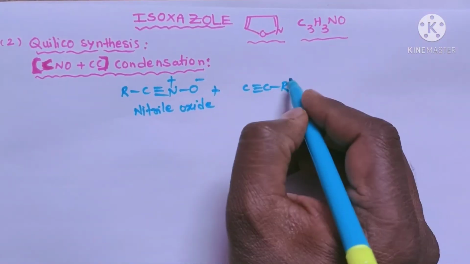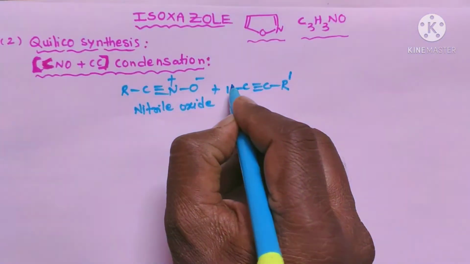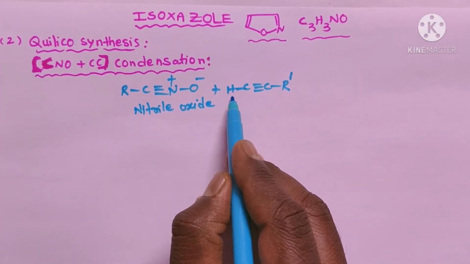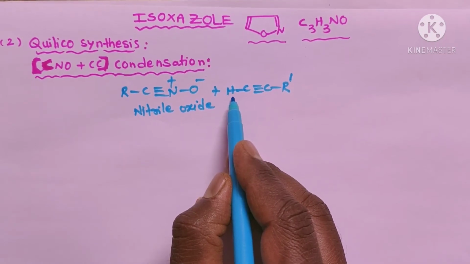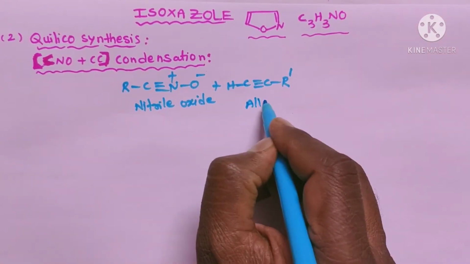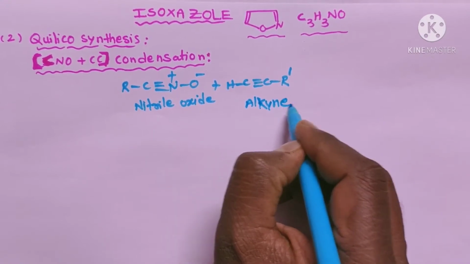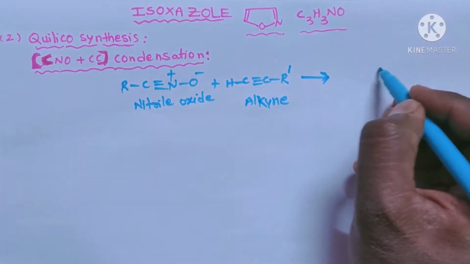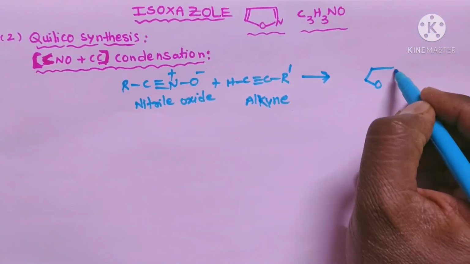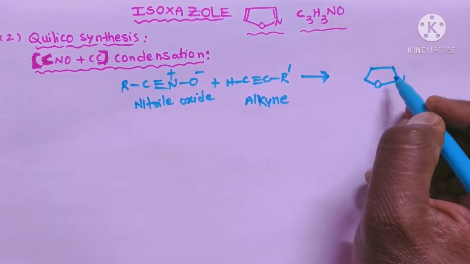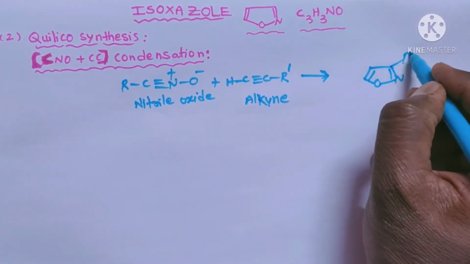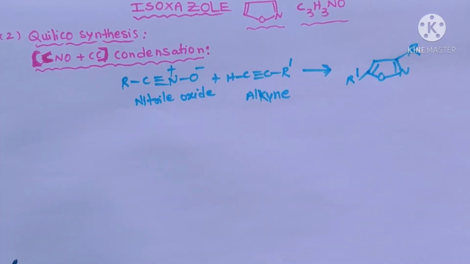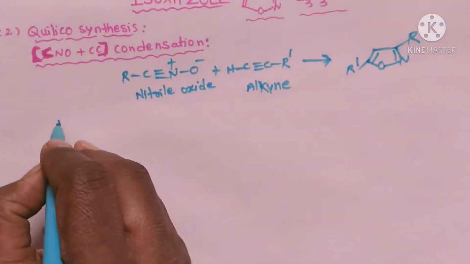Okay, so that means alkyne. So this alkyne should have the one terminal hydrogen, that means the acidic hydrogen. Okay, so this is alkyne. Here this is R and this is R dash group. So here we get this type of isoxazole, R and R dash. Okay, now what is that, we go for the mechanism.